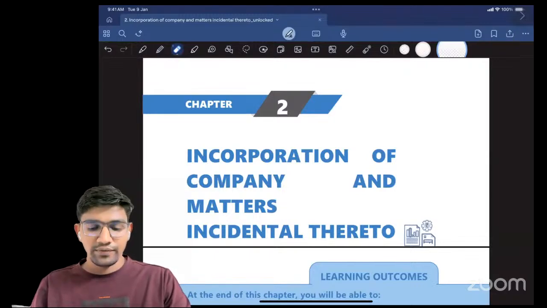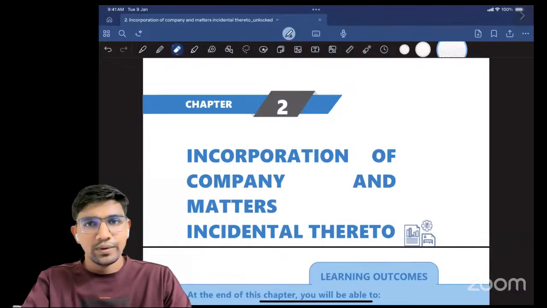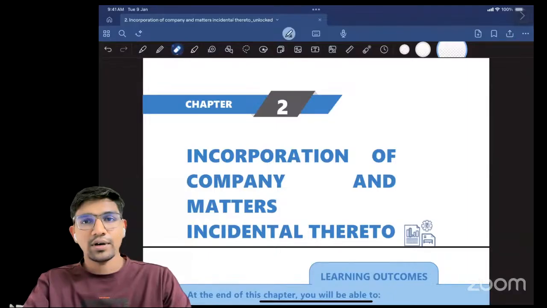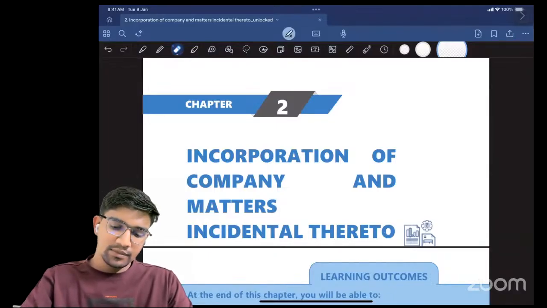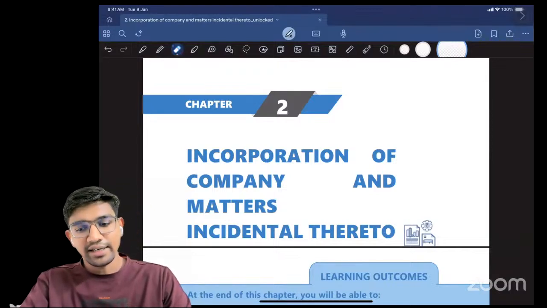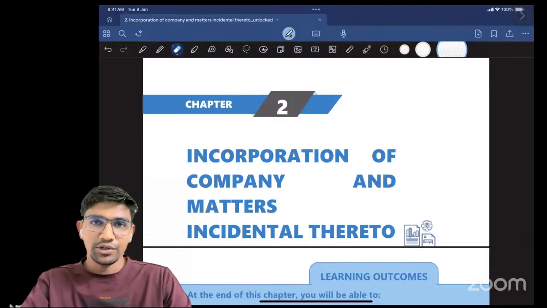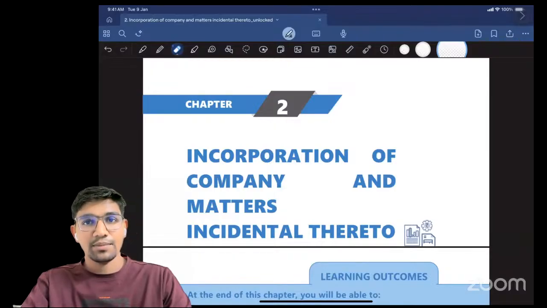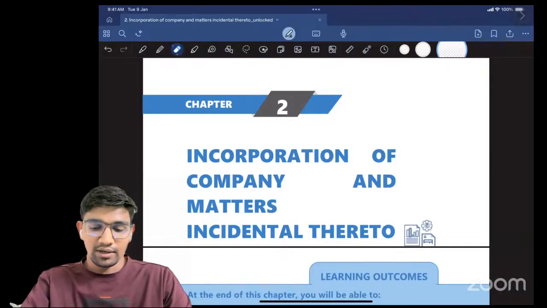Good morning. In today's session, we are going to learn chapter 2 of Companies Act 2013, that is incorporation of company and matters incidental thereto. In this chapter, we are going to explain the formation and incorporation of a company, whether it is private limited company, public limited company, OPC, or Section 8 company, that is not for profit organization.